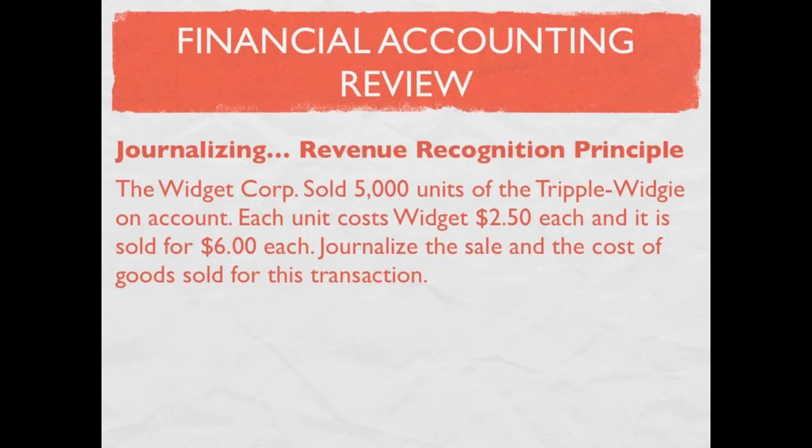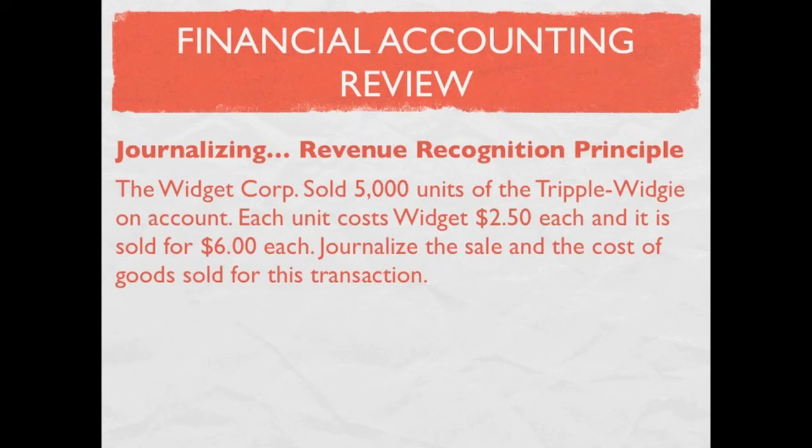Each unit cost the widget company $2.50 each, and it is sold for $6 each. Journalize the sale and the cost of goods sold for this transaction. So please remember, when you make a sale, there are two entries. One entry is to record the sale. The other entry is to reduce the amount of your inventory and record the cost.